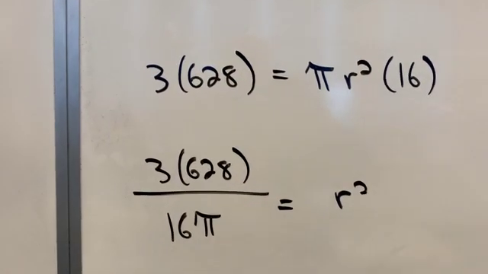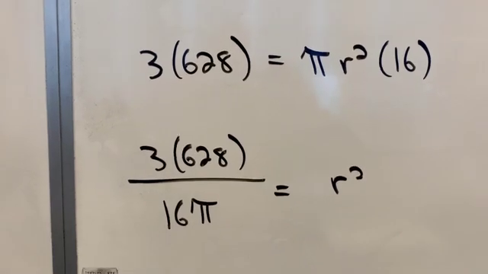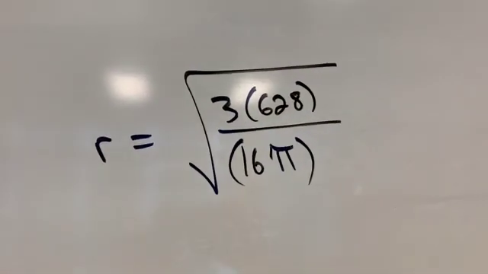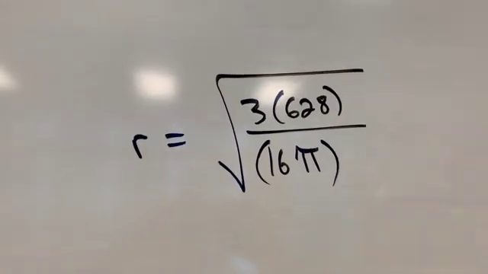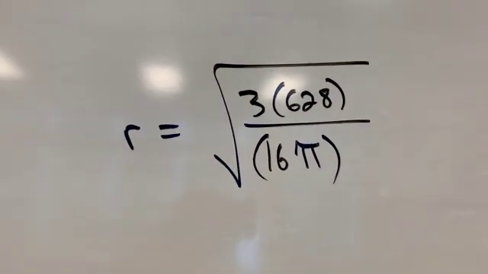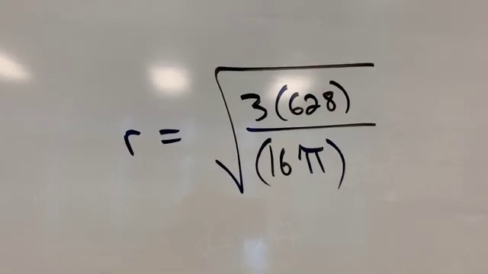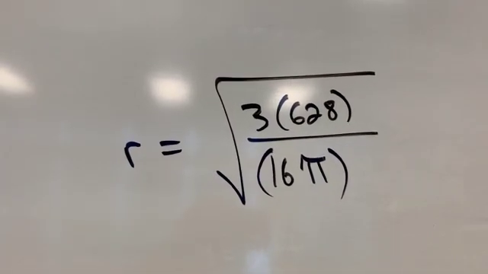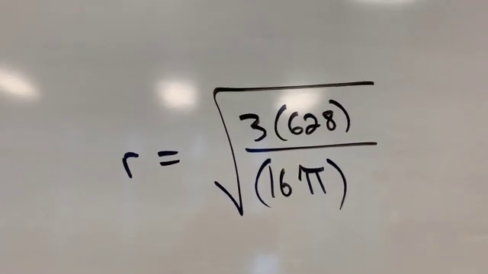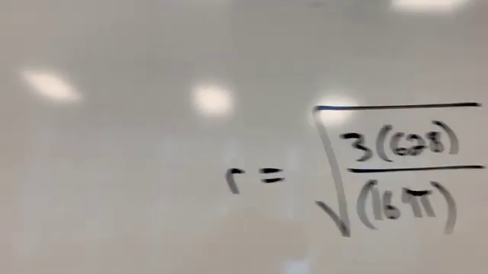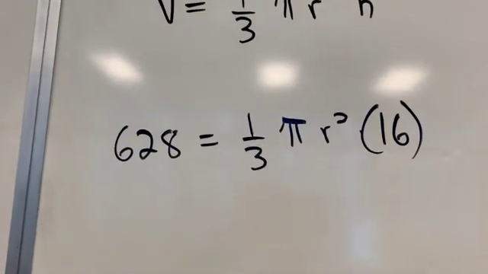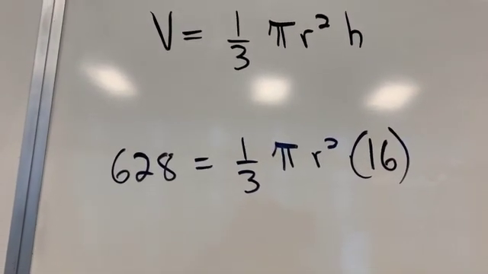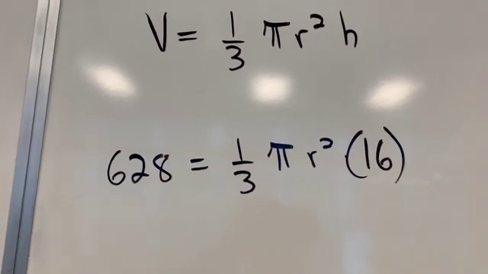And the opposite of squaring it, or the inverse of squaring it, is to square root it. So if I take the square root of that whole mess, I'll have the square root of 3 times 628 divided by 16 pi. I recommend not doing it all in one step like that. But if you do, make sure you use brackets, especially around that denominator, because your calculator will not execute the order of operations properly. Personally, I would take this 628 and say times 3 equals, divide by 16 equals, divide by pi equals, square root equals.